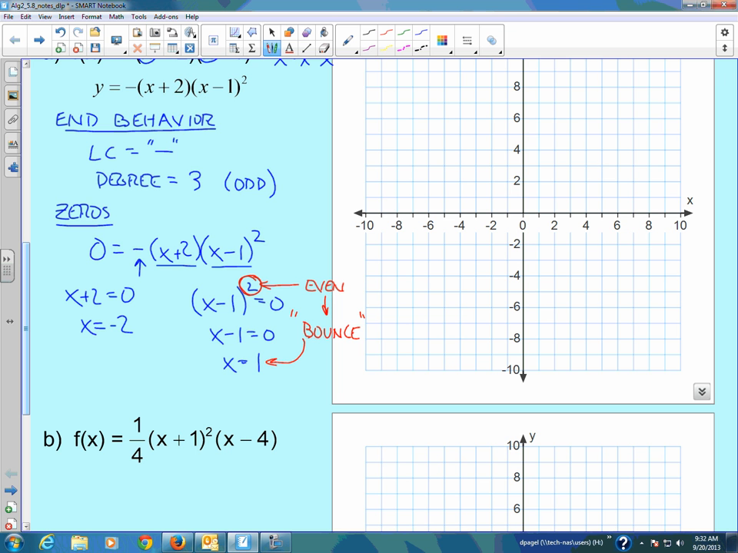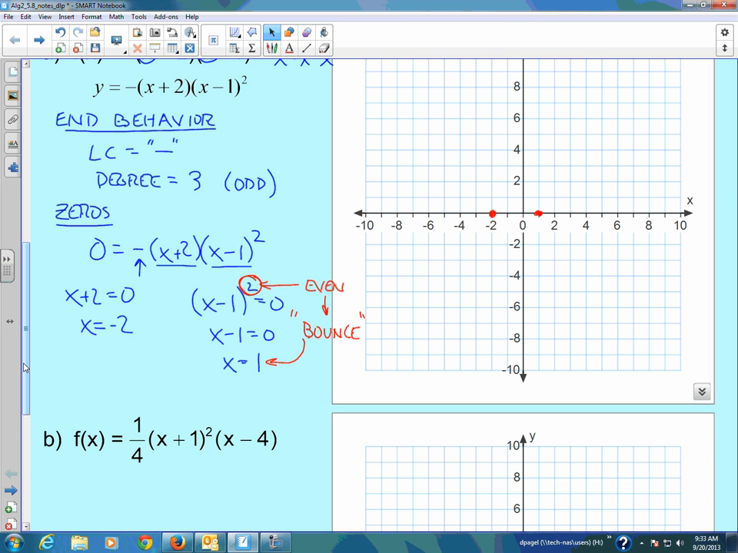x plus 2 had no power shown, so that means it's 1, and it's an odd. And an odd power we learned yesterday was when my graph crosses the x-axis. So I have one place where my graph is going to cross, negative 2. I have one place where my graph is going to bounce or be tangent to the x-axis at 1. So we go ahead and we put our points in here, our x-intercepts, negative 2 and 1.